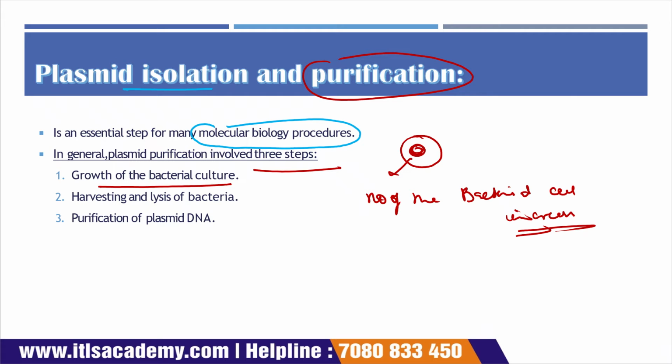That is known as a growth of the bacterial culture. Then harvesting and lysis of the bacteria. Harvesting means that we remove the impurities from them by the process known as centrifugation. Then after that we perform our lysing. Lysing means the breaking of the cell membrane.